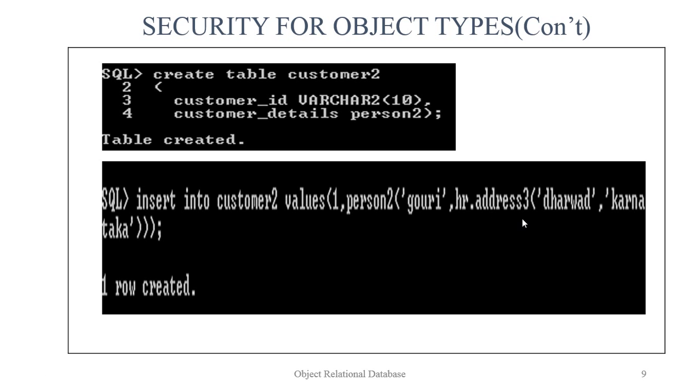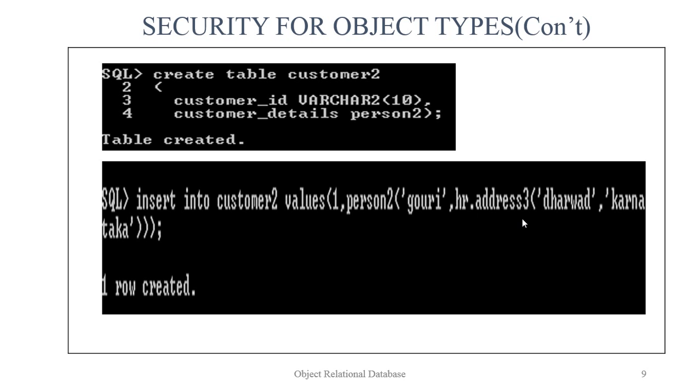This feature is purely from object-oriented concept. So object relational databases are secured because of object types. Hence, they can be used in user applications and many other applications where authentication is required. Hence, the security feature makes it more advanced.